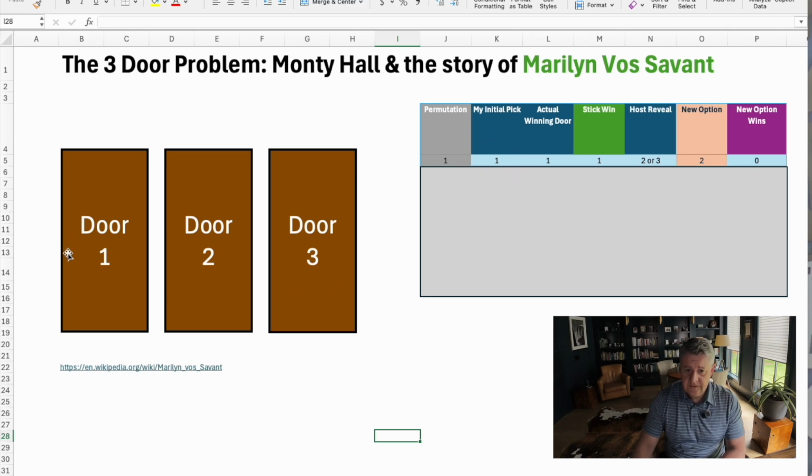And so the simple way to prove this out is to actually just go through every permutation. So at every single time I can guess door 1, 2, or 3, and the answer could be 1, 2, or 3. So if I'm lucky, and that's what this row of the table shows, in the first permutation I pick 1, the actual winning door is 1. If I stay with that, then I'm going to win.